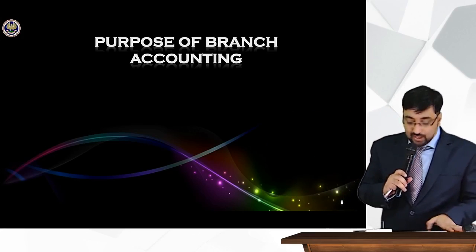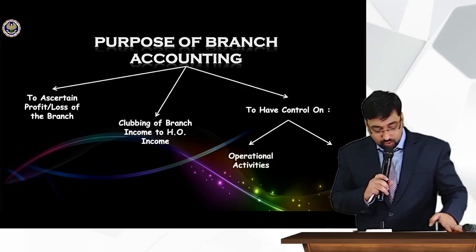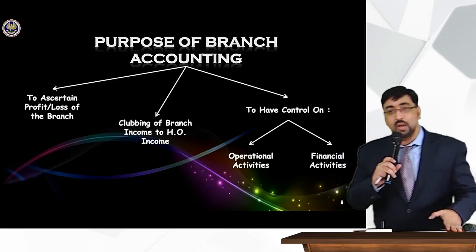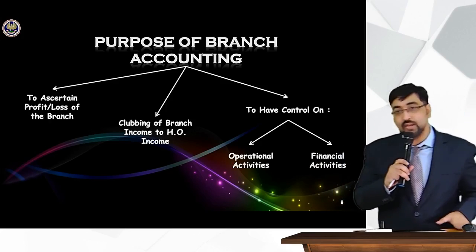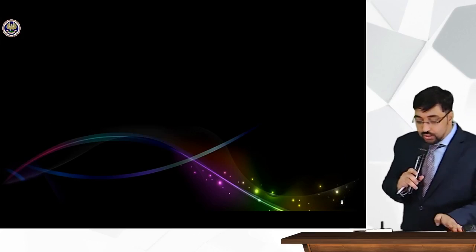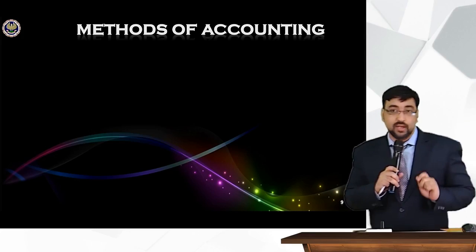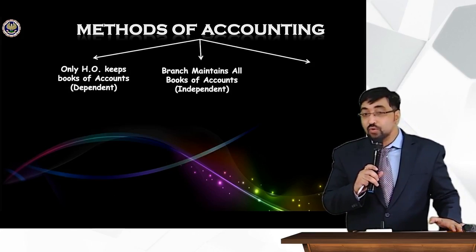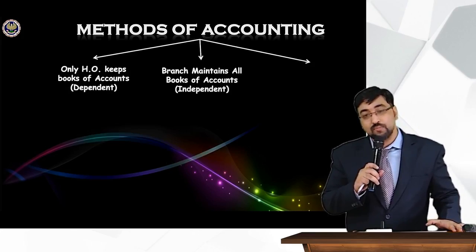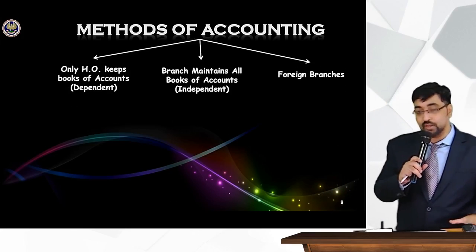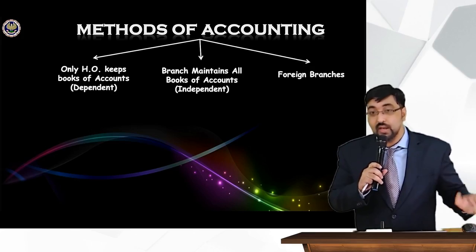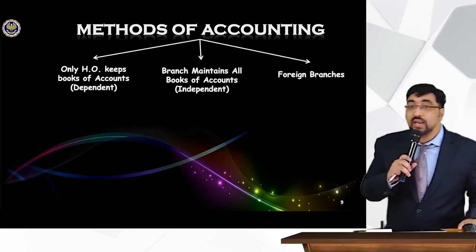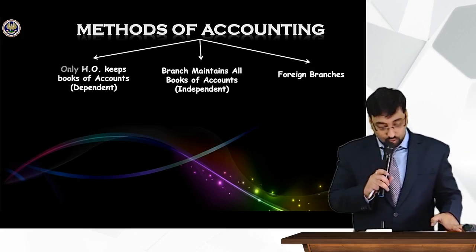The purpose of branch accounting we already covered. This is very simple: to ascertain the profit or loss of the branch, to club branch income with head office income, and to have control over operational activities and financing activities. The methods of accounting I already explained. For the dependent branch, only HO keeps books of accounts; for the independent branch, the branch also keeps books of accounts; and the third part is the foreign branch. In this session, we are going to see the dependent branch at cost and at invoice price. Only HO keeps books of accounts, and it is known as a dependent branch.